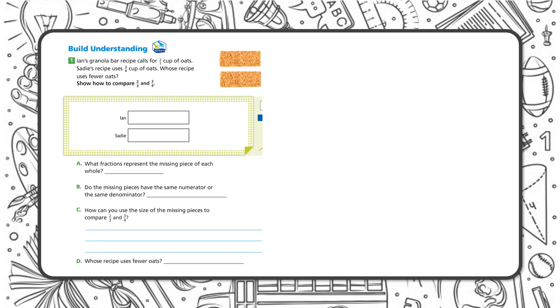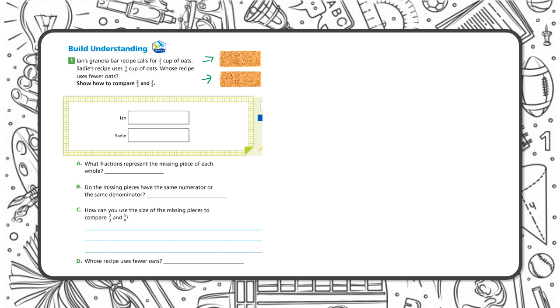So I see my granola bars here. What do I notice about both granola bars? That's right, they're the same size. Now remember, my models, when I create my models, they must be the same size in order to compare fractions. And if I look at the two models that are already labeled with Ian and Sadie, I notice that the two models are in fact the same size. So what can I do to compare those fractions?